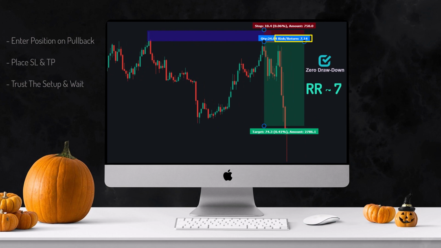Now you should go on your charts and find similar examples and practice, before taking any position with live money.